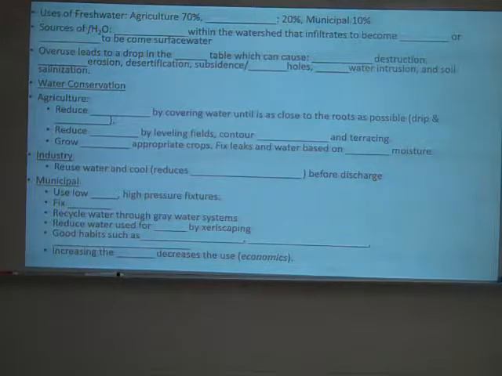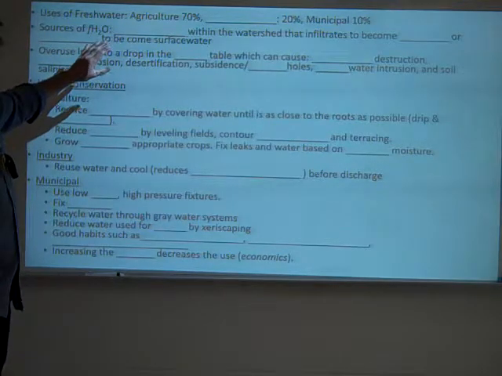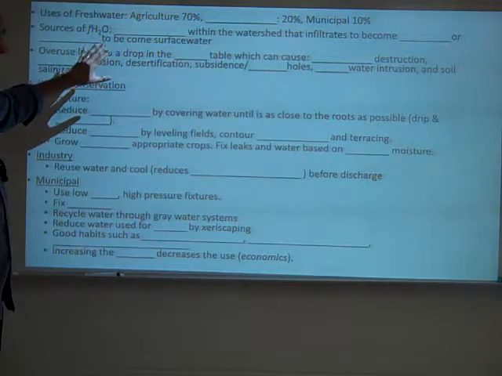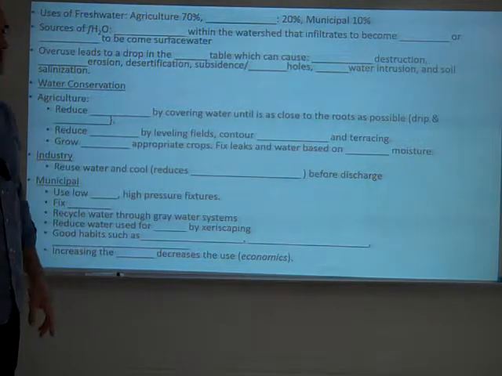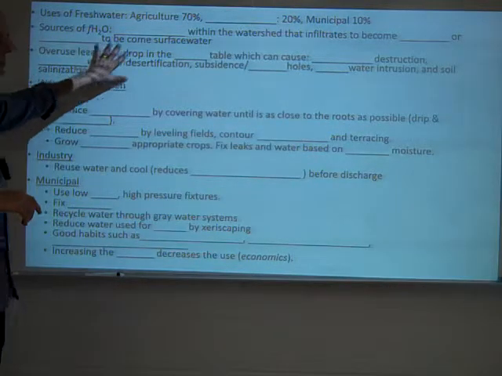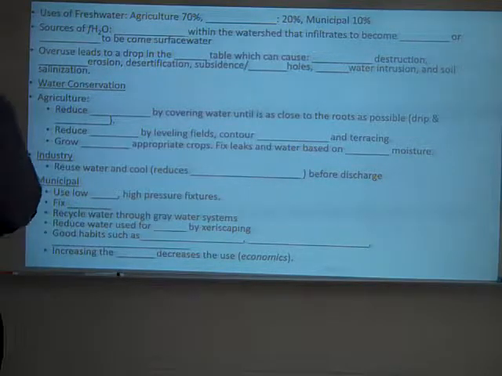You also need to be aware of what happens when you overuse the water. Things like damage to ecosystems like wetlands, as well as sinkhole formation, desertification, soil erosion, some of the many different things that are all listed here. So be familiar with that. Soil salinization, where when you overuse groundwater, well water to irrigate a field, minerals build up and the soil becomes too salty to support plant life. So be familiar with that particular thing.